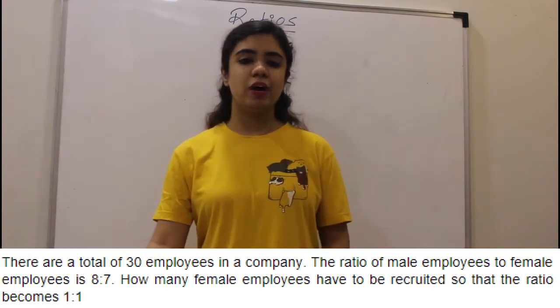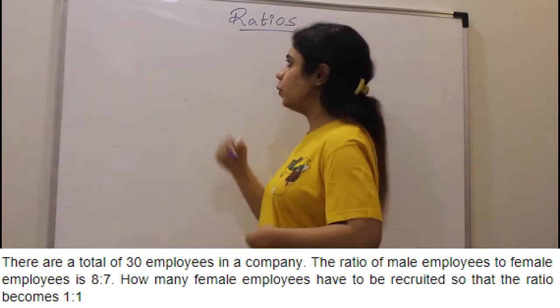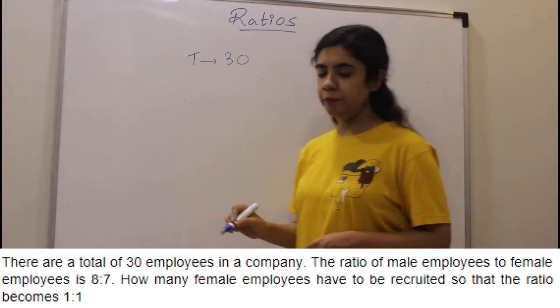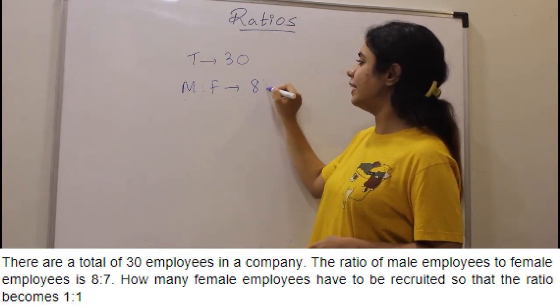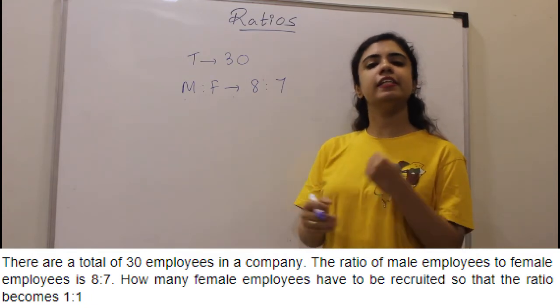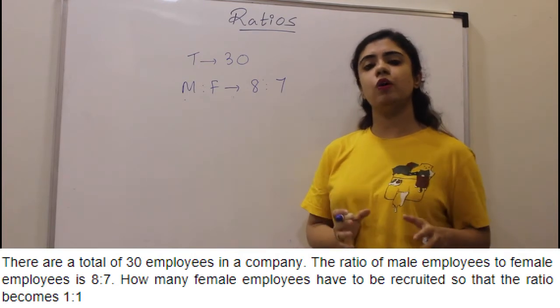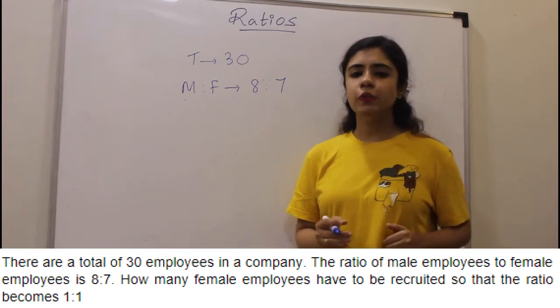So you need to have the same number of males and females. Understand, we had a total of 30 employees. The ratio of males to females was 8 is to 7. Now you can take 8x, 7x and calculate the value. Not a problem. But I am telling you, you can solve it without using the x variable also. How will you do that?